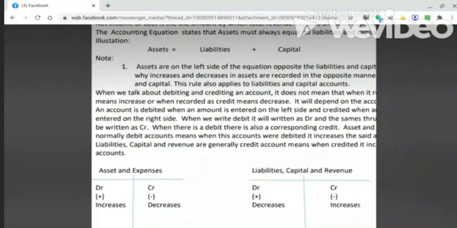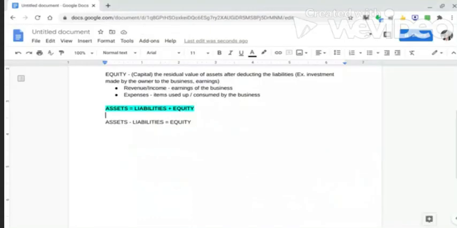to understand this one. So, when we talk about debiting and crediting an account, it does not mean that recorded as a debit means increase, or recorded as a credit means decrease. So debit and credit in accounting does not mean debiting to increase, siguro yun yung sinasabi ng notes na to, and crediting to decrease. Debit and credit simply means the left and the right side of the recording.